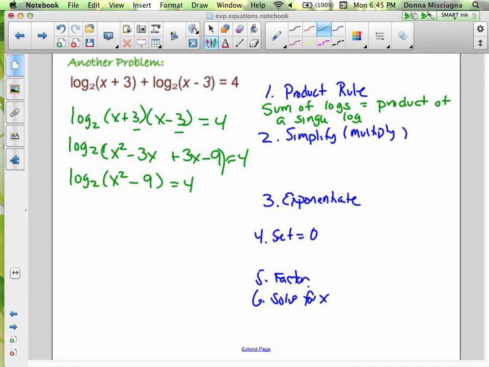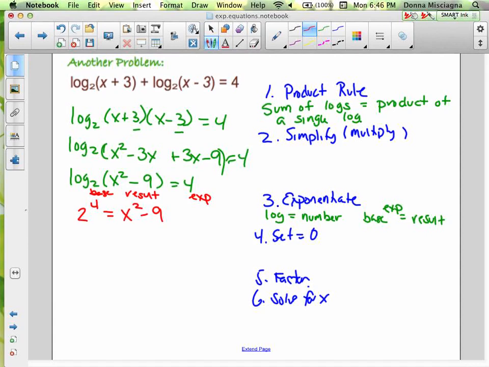Step number 3, we need to exponentiate, right, because we have log equals a number. So we're going to rewrite that as our base raised to a power gives us a result. Right, so the base is 2. So 2 raised to a power. This is our base. This is the power. This is the exponent. So 2 to the 4th equals, and then we have x squared minus 9. This is the result.